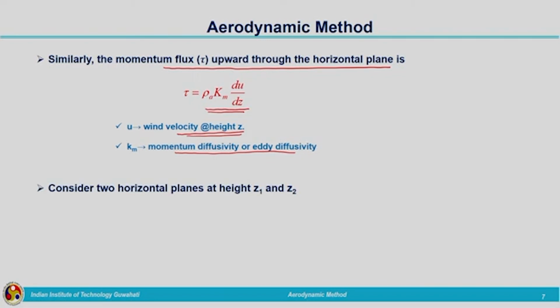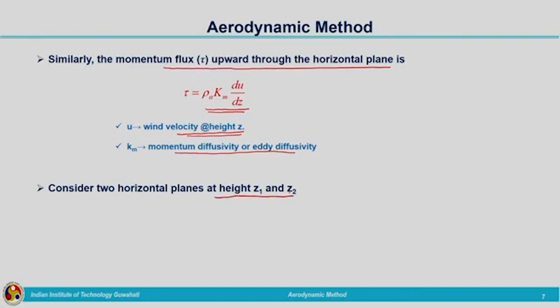Now, what we are going to do? We are going to consider two horizontal planes. As the altitude increases, that was our gradient we were considering, that is, the difference in specific humidity at two different altitudes. In a similar way, the difference in wind velocity at two different altitudes. So, we need to consider two planes at heights z1 and z2.